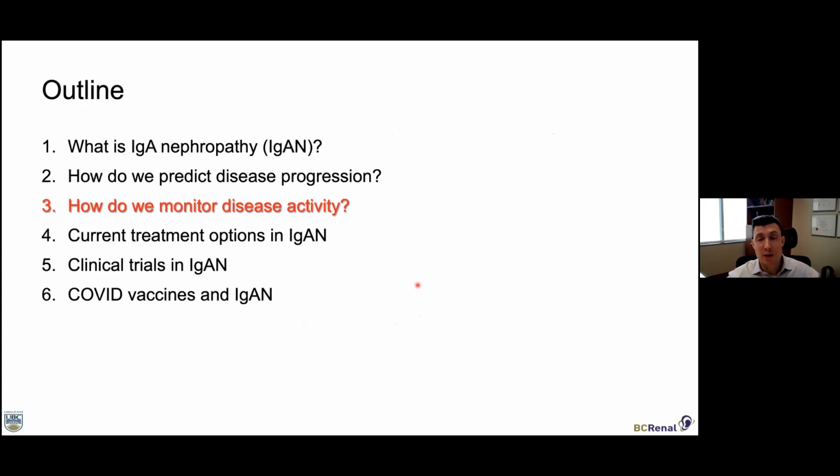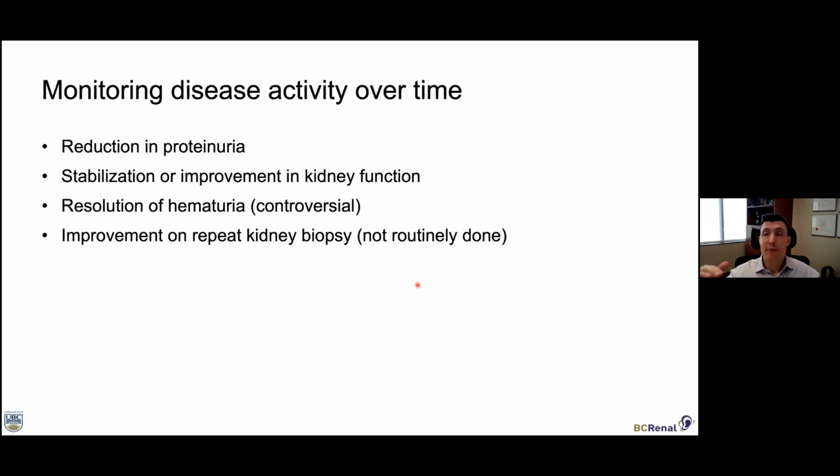So another question is, how do we actually monitor disease activity in IgA nephropathy? So if you're being treated with some sort of blood pressure medication or any other medication, and you want to monitor disease activity dynamically over time, how do we do that? So we can look at a reduction in proteinuria. We can look at a stabilization or improvement in kidney function. Some people think that you can look at resolution of hematuria, although this is somewhat controversial. Certainly the gold standard might be improvement of inflammation on repeat kidney biopsies, although I would point out that this is not routinely done in most patients because kidney biopsies are quite invasive and have some risk associated with them.